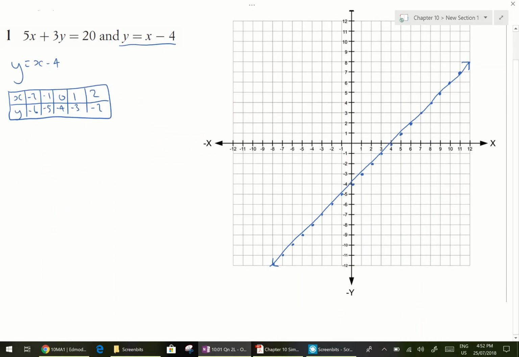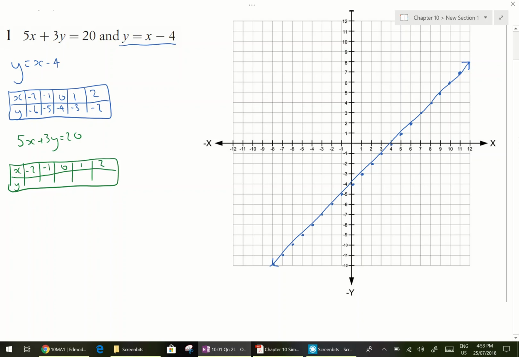This is a little bit more tricky because we have 5x plus 3y equals 20. We can do the same thing with our table, except we're going to need to do a bit more algebra. So we have x and y, and we have -2, -1, 0, 1, 2. We just do this because we want to get the pattern. We know it's going to be a straight line, so we just want to see those 5 dots as a pattern, and we can make a line like this.